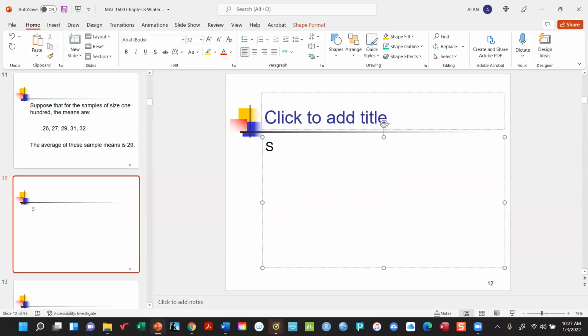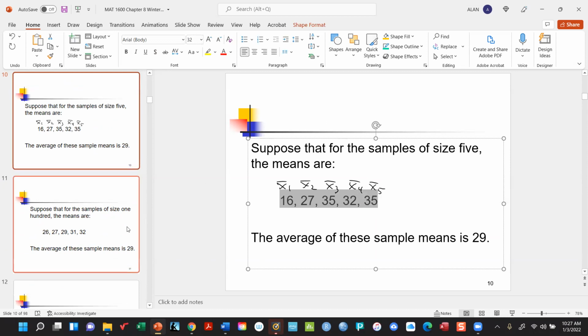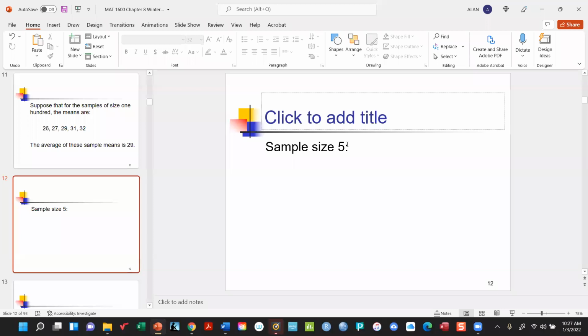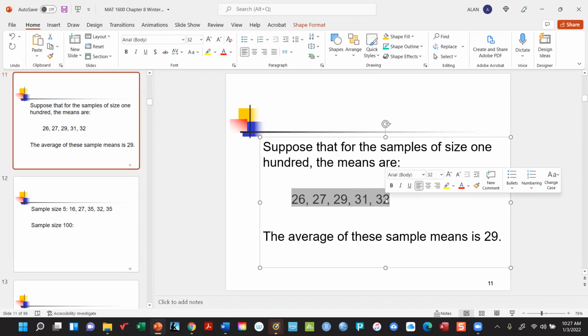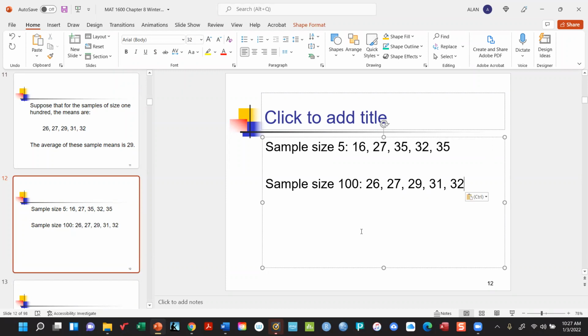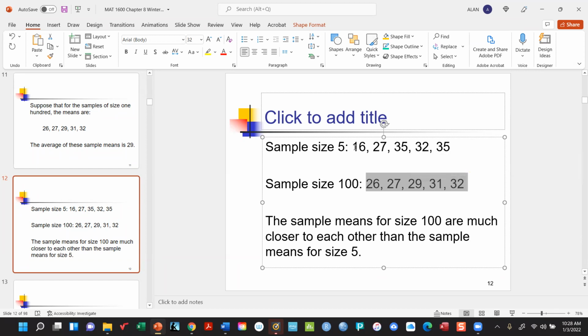So for sample size five, we had these. For sample size 100, we have these. So what's different about them? The key difference is that the sample means for size 100 are much closer to each other than the sample means for size five. If you look at these numbers, the range is only six. For here, the range is 19.